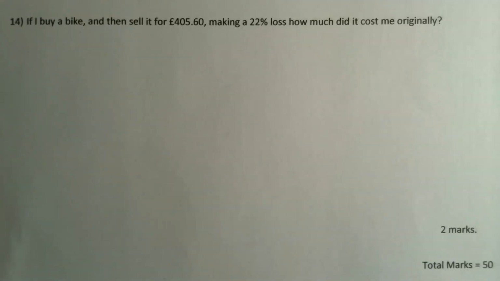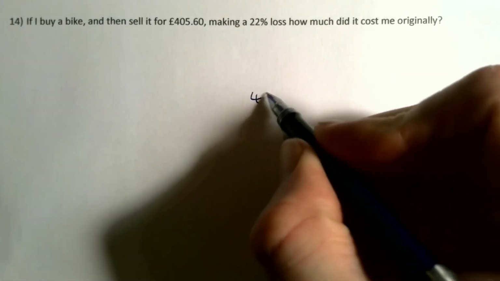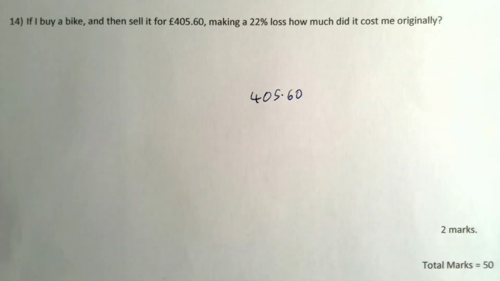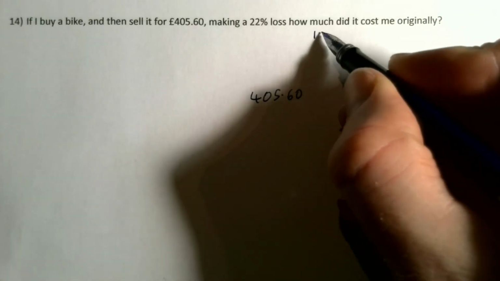And here's the final question. So pause the video, give it a go. This is what's called a reverse percentages problem. So I've bought a bike and we don't know how much for. And then I've sold it for £405.60, making a 22% loss. So I want to know how much it cost originally.